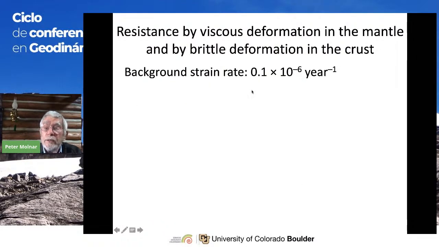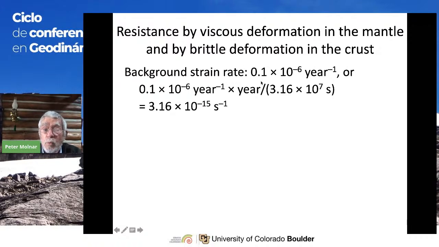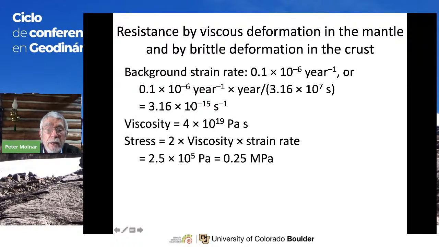And if we look at this, the background strain rate in this region is not small, but it's not great. 1/10 of a microstrain per year, 1/10 of 10 to the minus 6 per year. If we convert this into seconds, 1 year is 3.16 times 10 to the 7th seconds. So we get this for a strain rate in seconds. Remember, viscosity, 4 times 10 to the 19th. Stress is 2 times viscosity times strain rate. We multiply these together. The stress is 1/4 of a megapascal.